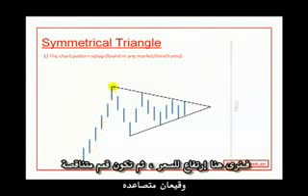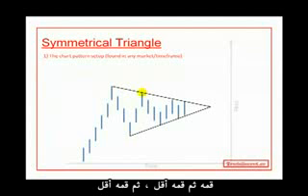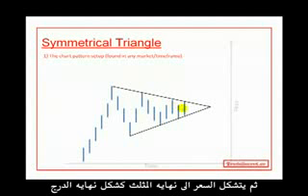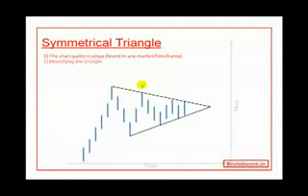So we can see that we have a move up here and we form essentially lower highs and higher lows. So high, lower, low, higher, low, and price is constricting into the corner of this triangle, a bit like a tube of toothpaste here. It's essentially a period of indecision while the market works out what it's doing and gathers its energy for the next move.